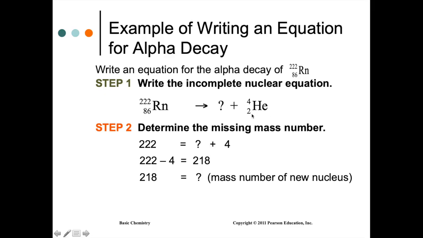And we know we're going to have an alpha particle, which is a helium nucleus with a mass number of 4 and an atomic number of 2. We don't know the daughter nucleus yet, so we're going to put a question mark here. We're going to figure it out.